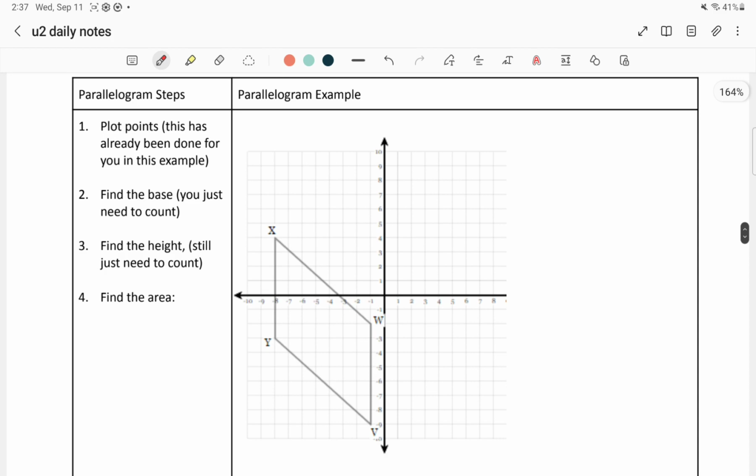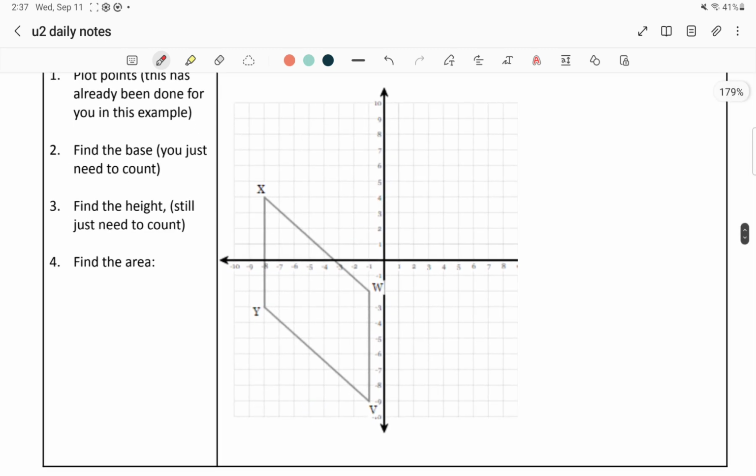Parallelogram is nice. You'll plot your points, and with a parallelogram you still need to find the base and the height, because that's my formula. But this is awesome because you'll notice here, we don't need to use the distance formula at all anymore, which is nice. We just need to think about this parallelogram as if it's sideways. We normally see parallelograms like this, where the bottom is the flat part. Tilt your head to the side.